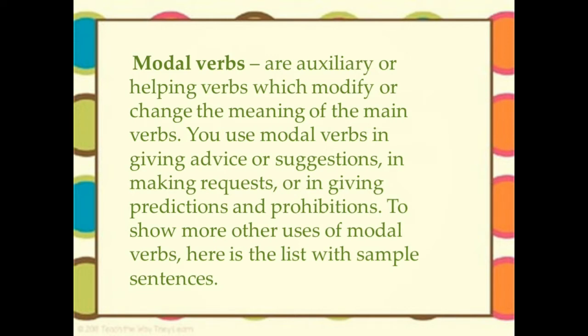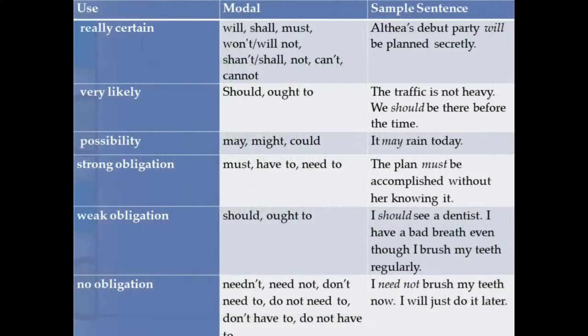To show more other uses of modal verbs, here is the list with sample sentences. On the first column, we have the use, the second, the modal, the third column, the sample sentence. First, we have really certain. Modals: will, shall, must, won't, will not, shan't, shall not, can't, cannot. Sample sentence: a tentative party will be planned secretly, so we use will as the modal.